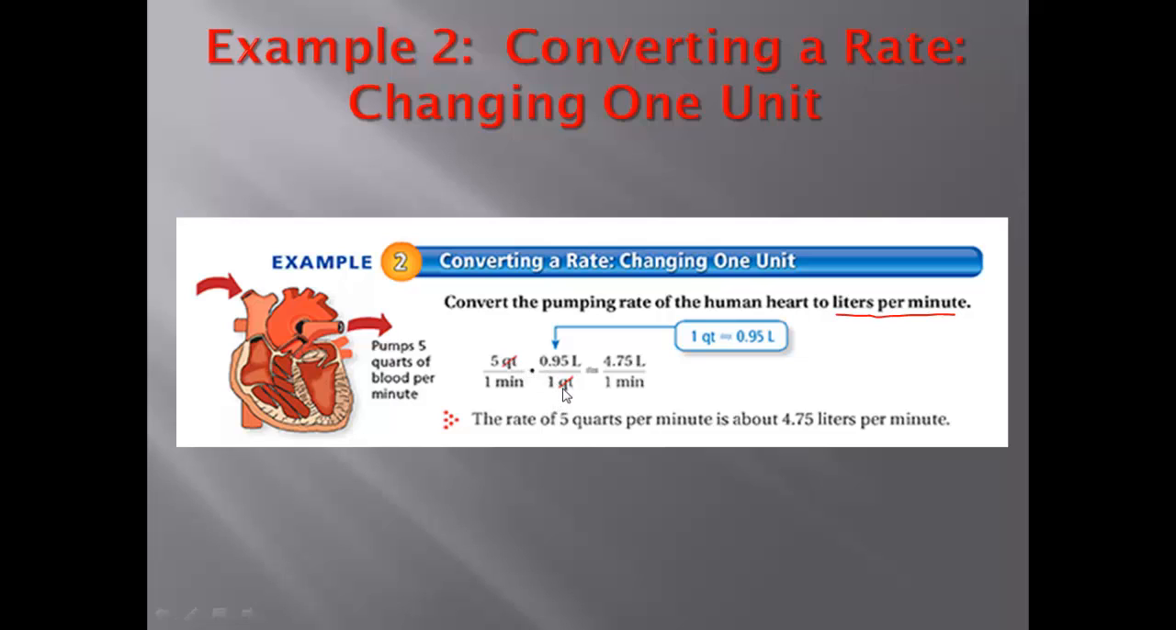Quarts will cancel. We can use our calculator then to multiply 5 times 0.95 for the top, and we get 4.75 liters. On the bottom, we're going to multiply 1 times 1, which is 1, and we're still left with minutes. So the rate of 5 quarts per minute is about 4.75 liters per minute.